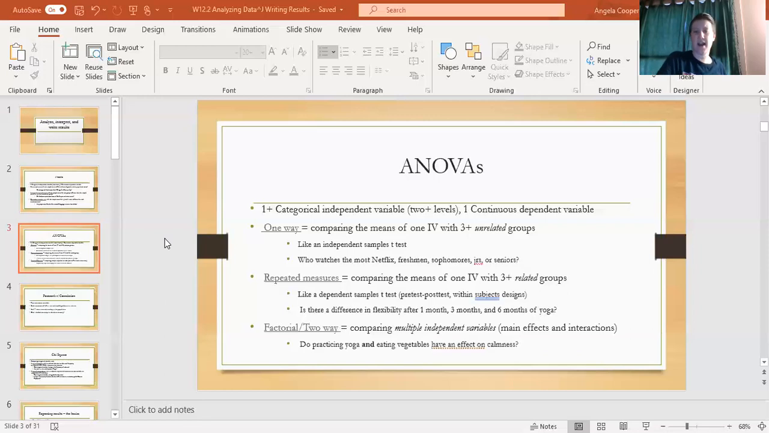So practicing yoga and eating vegetables have an effect on calmness. Maybe people that practice yoga overall just, oh yes, anytime you practice yoga you have an increased calmness. But when you also eat vegetables, that's like boom, your calmness is skyrocketed, whereas with all the other conditions, maybe it's not so much. All the other combinations of conditions, it's not as high.